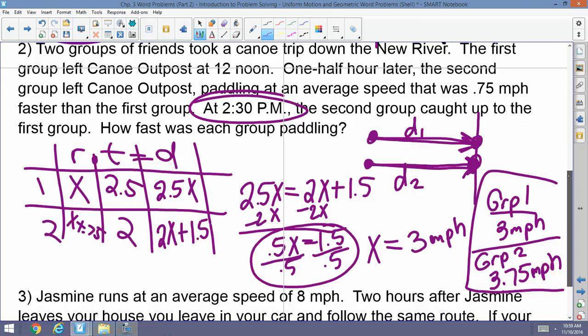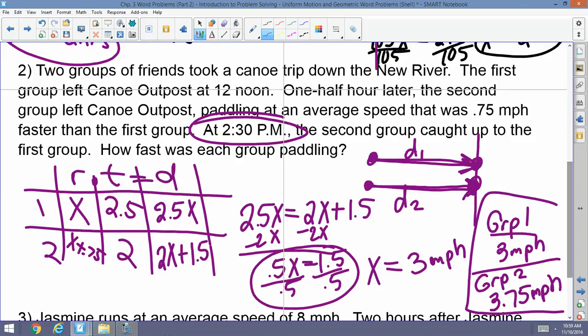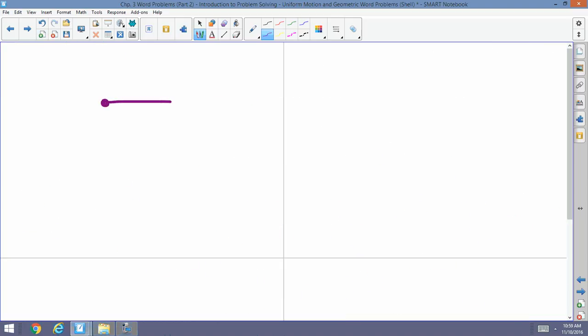No, there were no key words. I just drew it out. Think about it. Two groups of friends took a canoe trip down the New River. The first group left at 12. A half hour later, the second group left the canoe outpost paddling at a faster average speed. At 2:30, the second group caught up with the first group. Think about it. I leave, and I'm here at 12:30. You leave later, but eventually you catch up to me. Aren't my distances equal?